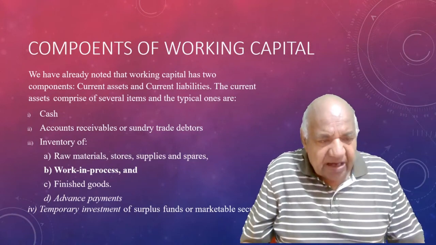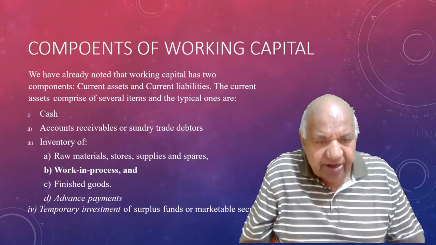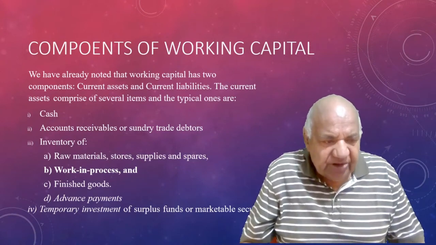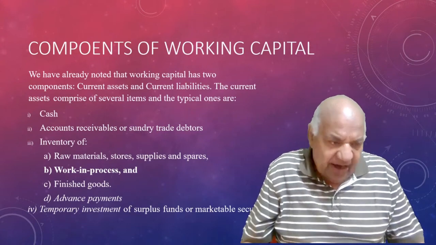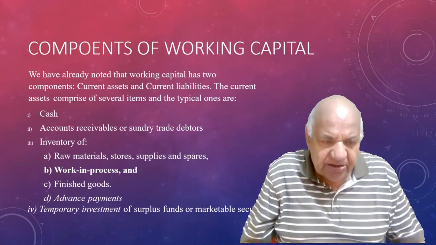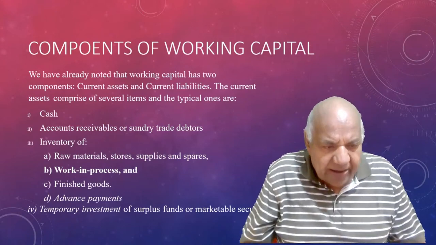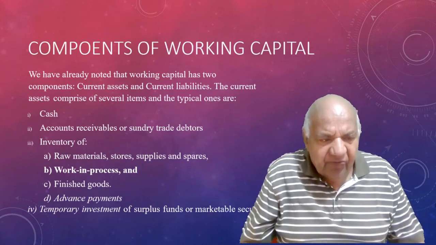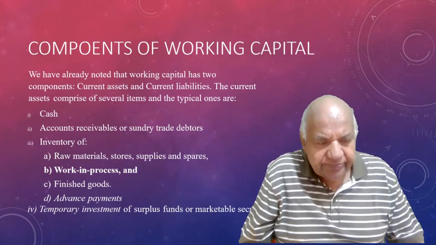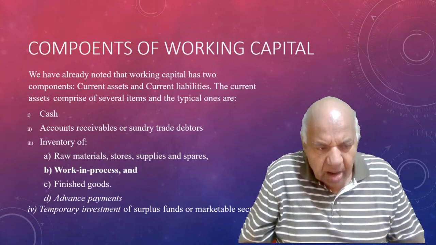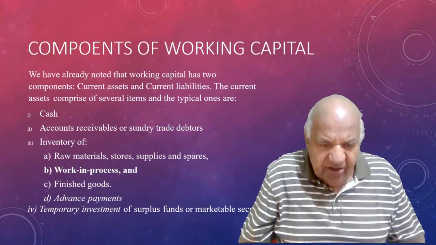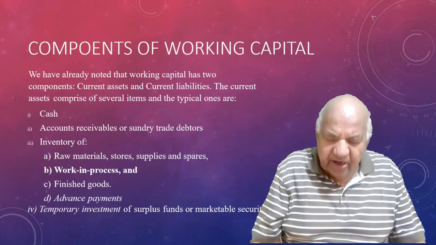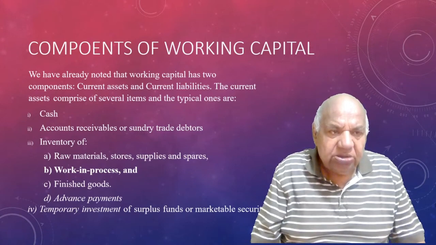Second component is accounts receivable or sundry trade debtors. Third is inventory. Inventory may be of raw materials, store supplies and spares, work in process, finished goods, and advance payments for all these. And temporary investment of surplus funds or marketable securities.